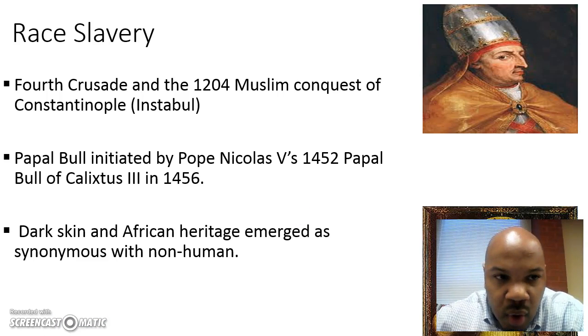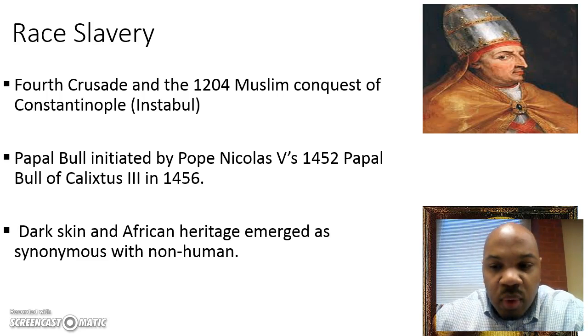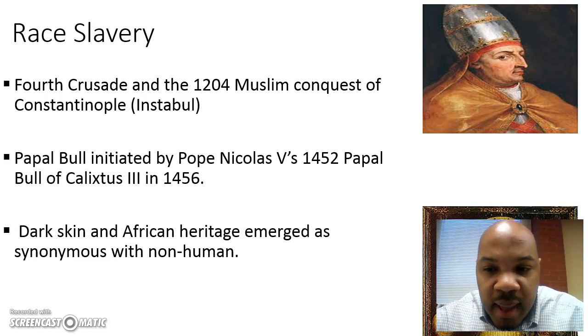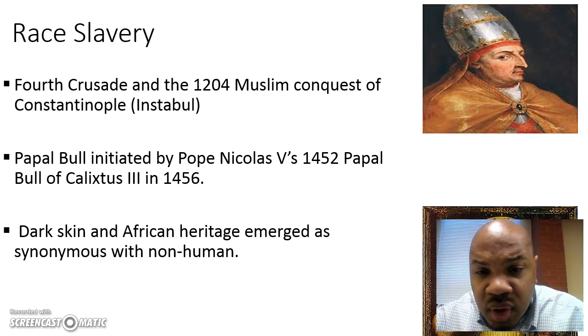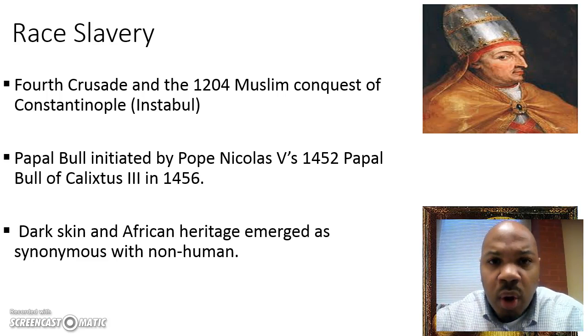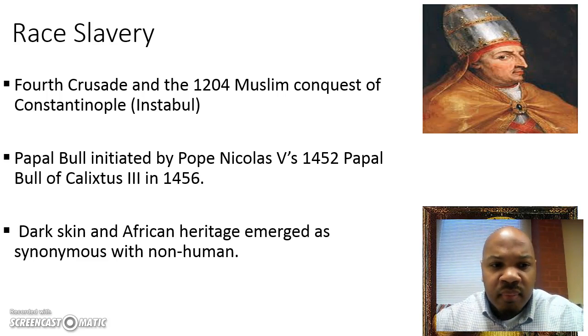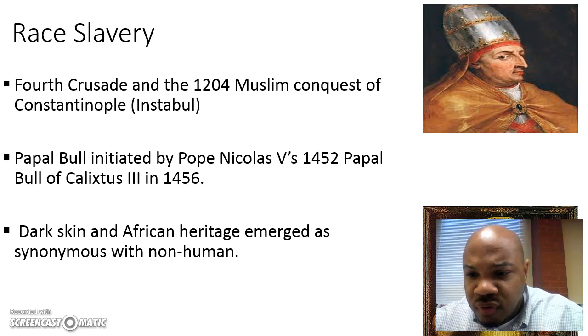What created this? Well, what created racial slavery was the Fourth Crusade. In 1204, the Muslims actually conquered what was known as Constantinople. Now today we call it Istanbul. And what happens is that Europeans were also enslaving Russians, enslaving whites and Middle Easterners into slavery. That's what they wanted as slaves, but they couldn't do so, because the word slave is Russian for Slav.